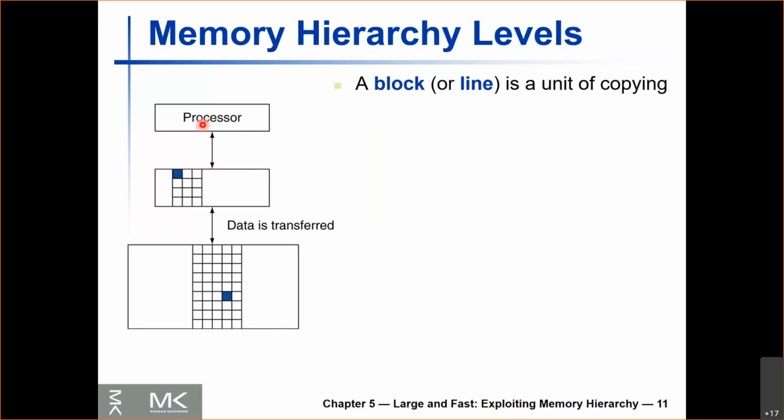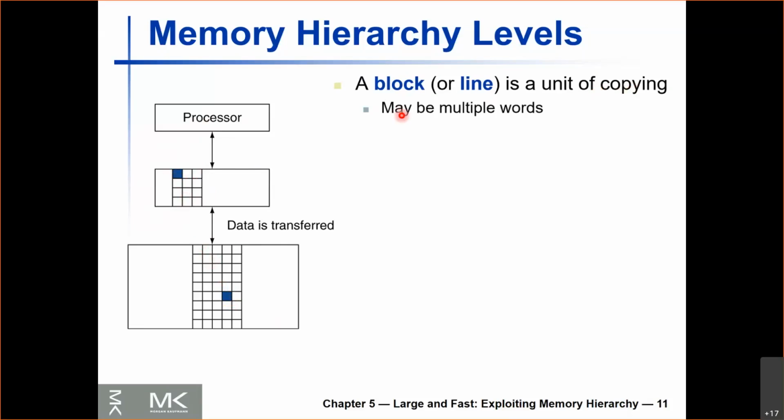So for example, when I access data and I don't find it in this level, I find it in this level, and I want to copy it from this level to this level, I copy a certain number of bytes. Okay, I don't just copy one byte, right? I'm going to copy multiple bytes. And the number of bytes that I copy is called a block or a line. We often say a cache block or a cache line. Okay, and this is the unit of copying data across the memory hierarchy.